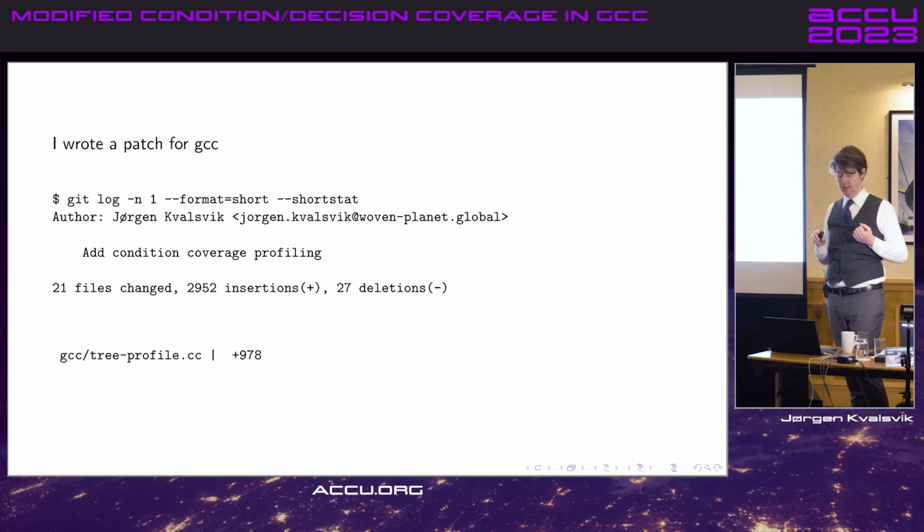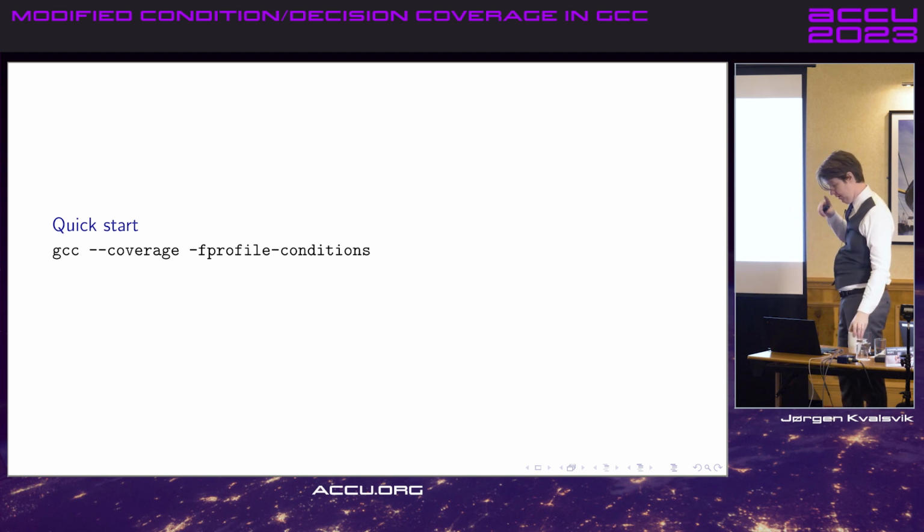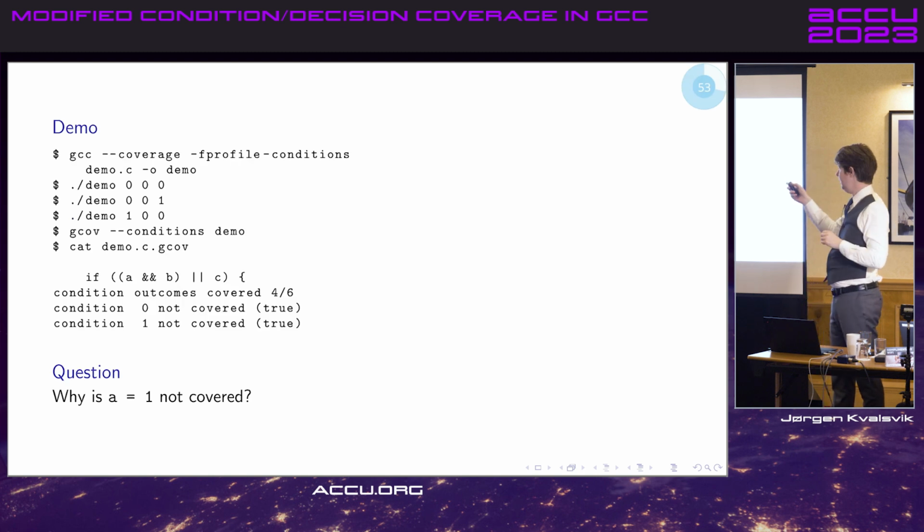The juicy bit is about 1,000 lines long, and about a third of that, I think, is comments. To use it, you would, in addition to coverage, as we saw before, pass the profile conditions flag. It increases build time a little bit, but I think it's perfectly acceptable. And this is what it looks like when you do it.